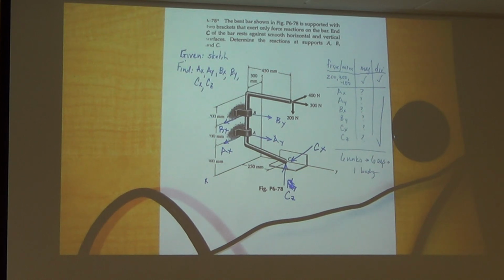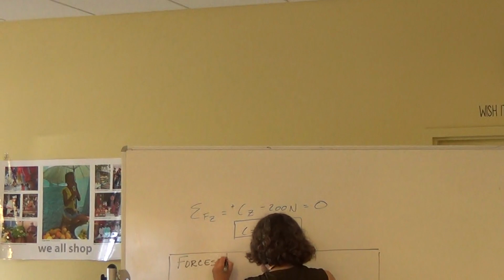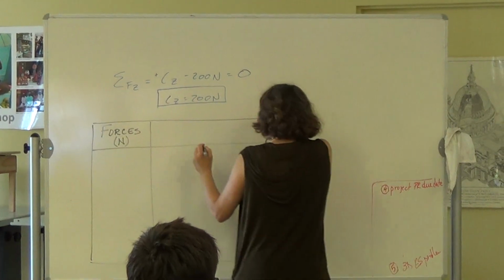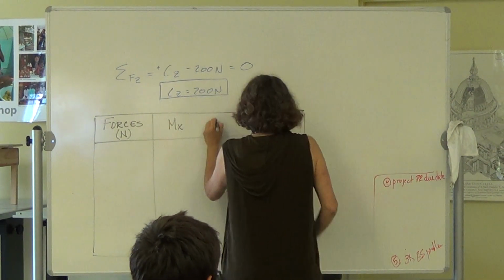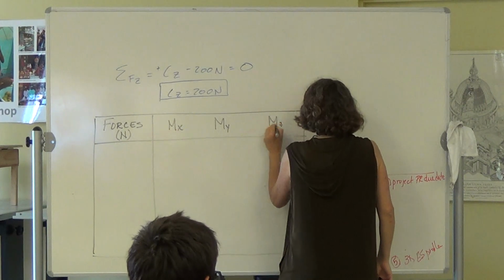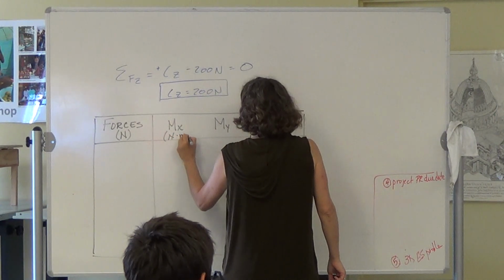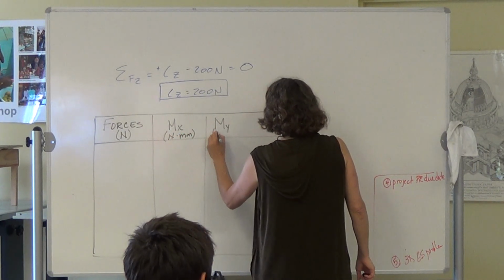So let's make a big old table. So forces, and they're in newtons, right? Moment about x, moment about y, moment about z. So it must be newton. Is it meters or millimeters? Millimeters. Let's just use the millimeters that are given instead of changing them.